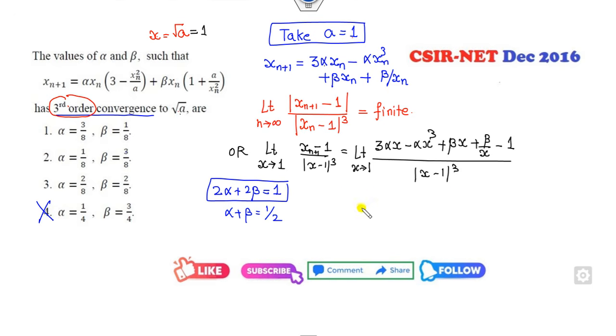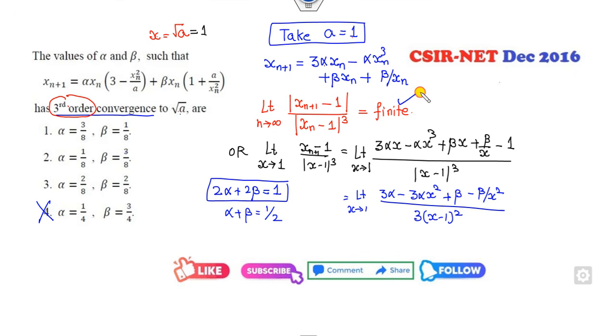Now it is 0 by 0, so I can apply the L'Hopital rule. If I apply the L'Hopital rule, it is 3 alpha minus 3 alpha x square plus beta minus beta over x square, divided by 3 times x minus 1.